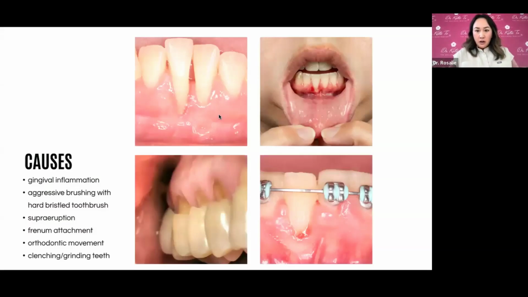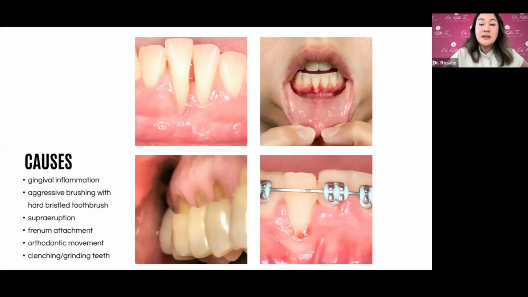What are the causes? All right. So being in biological dentistry, we always try to get down to the root cause of everything. There are many causes as to why you might have recession. These are all my patients here, as you can see.